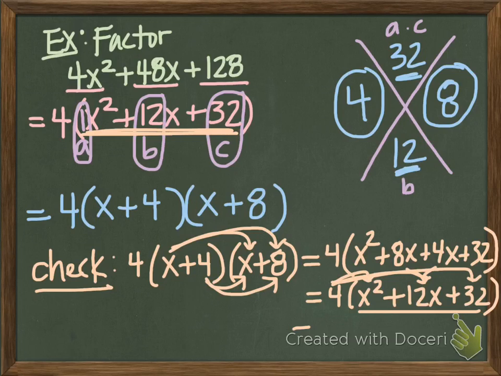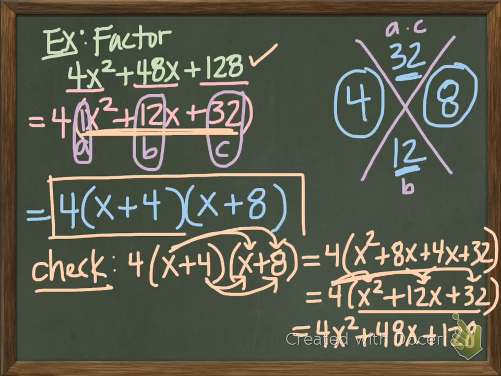4 times x squared is 4x squared. 4 times 12x is 48x. And 4 times 32 is 128. This does match this, so that means this is the completely factored answer.